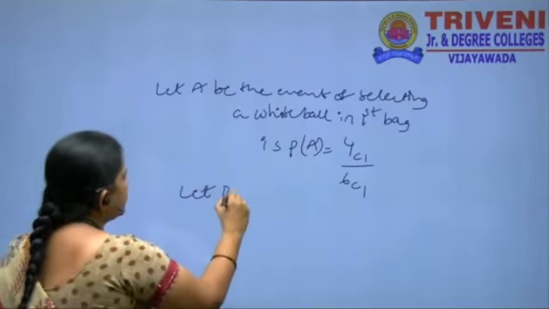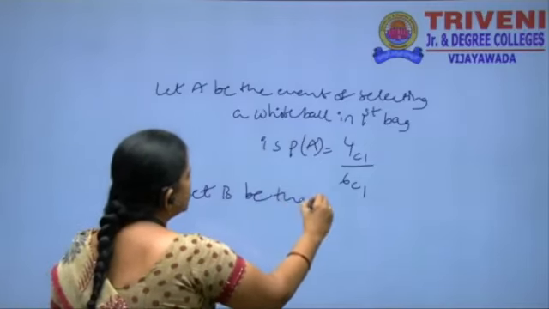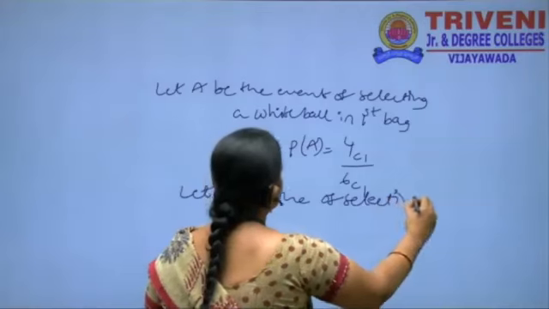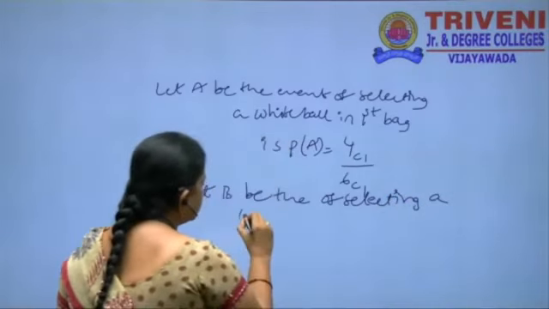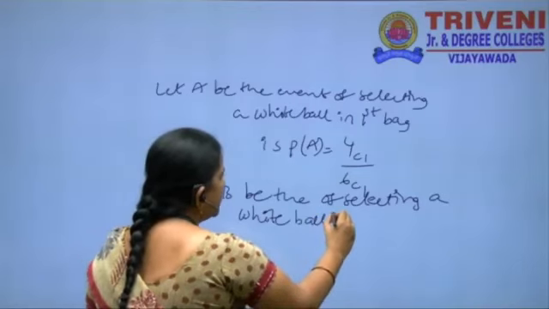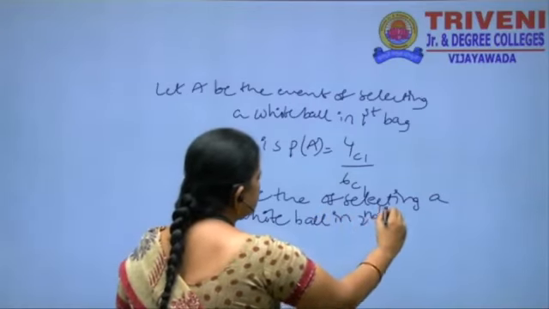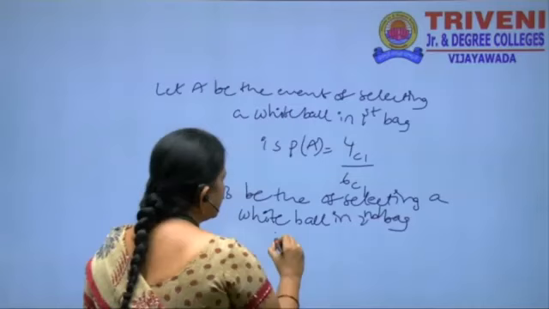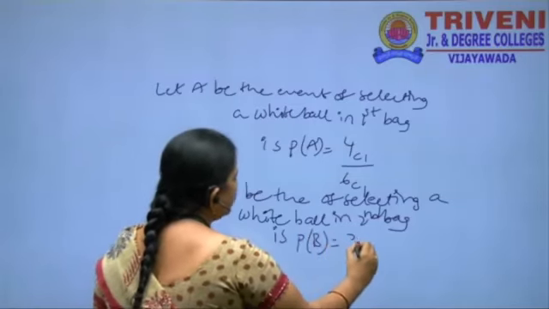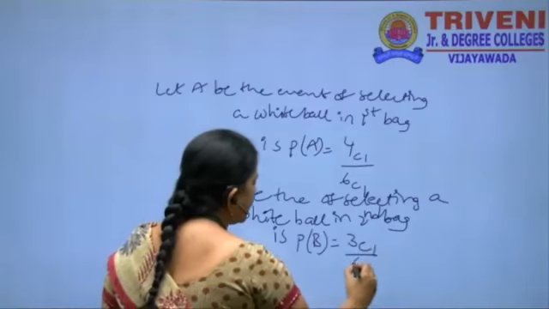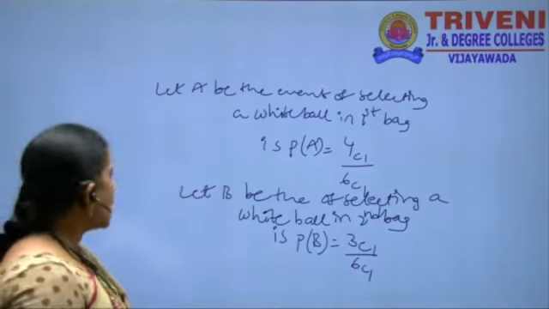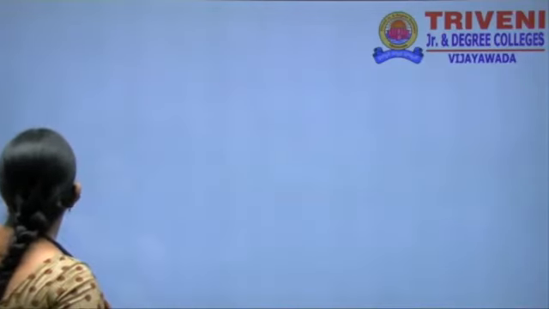Here B be the event of selecting a white ball in the second bag. P of B is equal to white balls is 3, 3C1 by here also total is 6C1. That is the sum of the probabilities. The probability you have to find that.